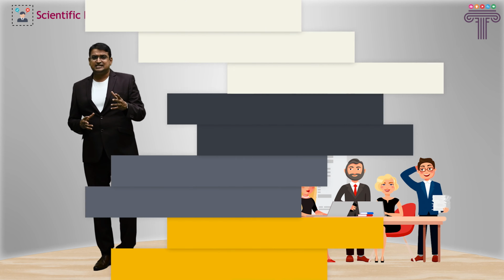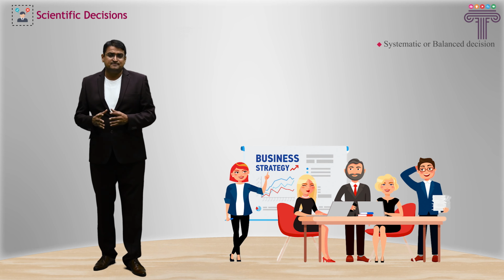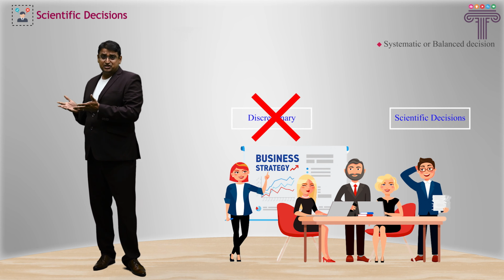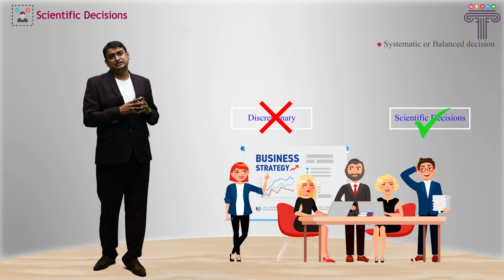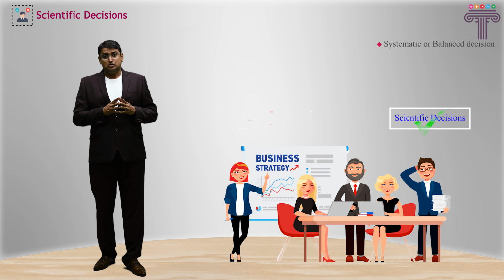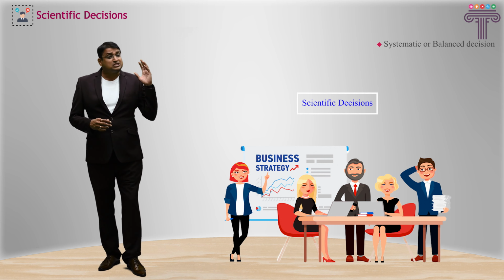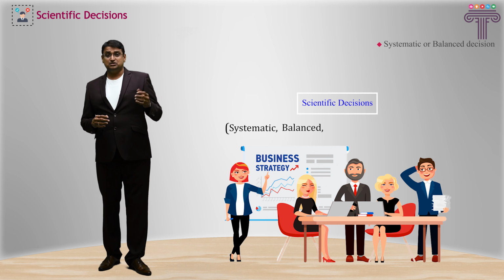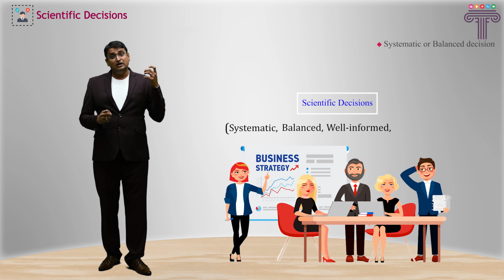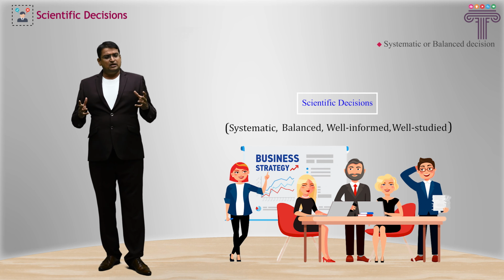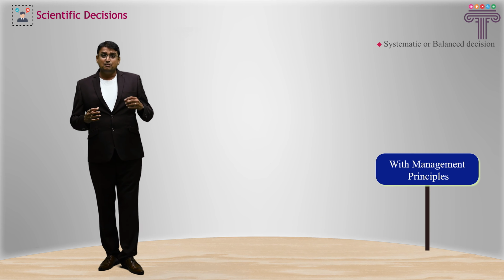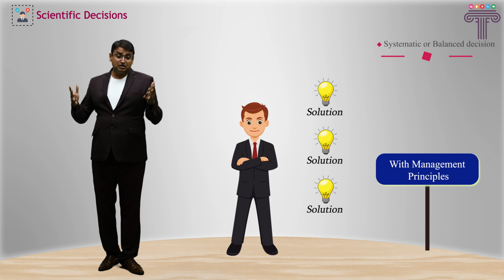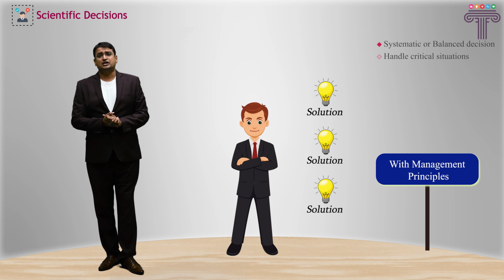So in business, can you guess what kind of decisions are useful? Correct. You will not like to go with discretionary decisions. You would like to go with scientific decisions. So what are scientific decisions? Scientific decisions are basically very systematic, balanced decisions. They are well informed, well studied. Well, management principles provide managers various methods of handling different critical situations in business scenarios.